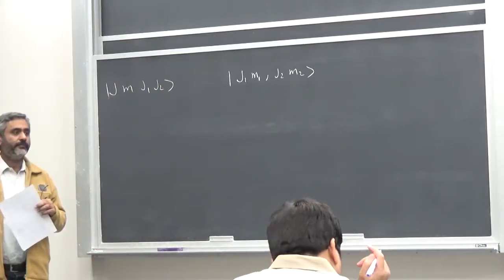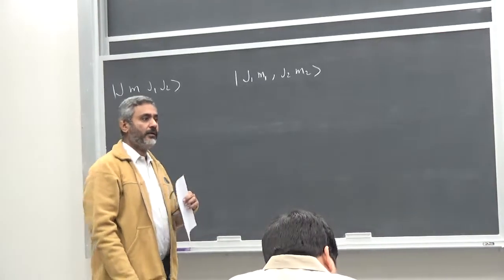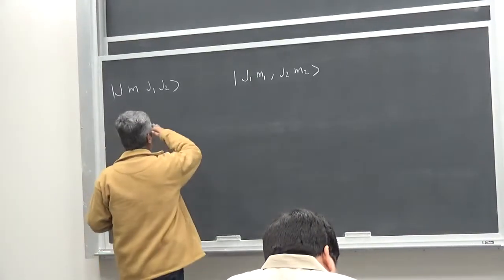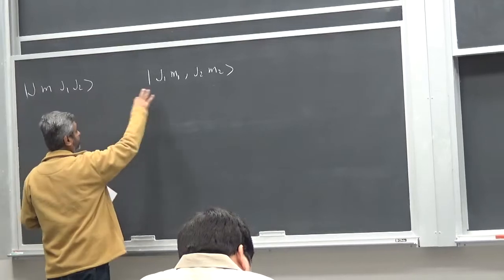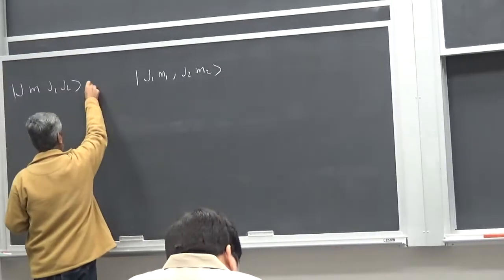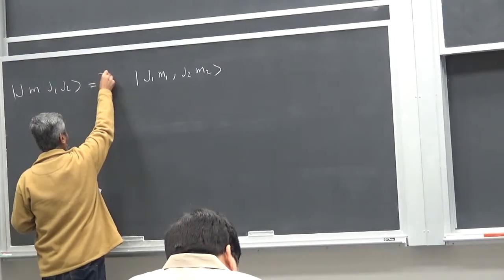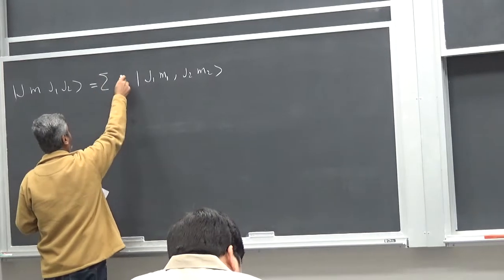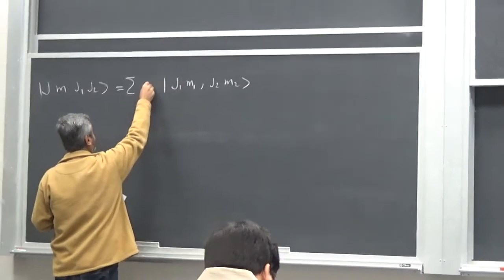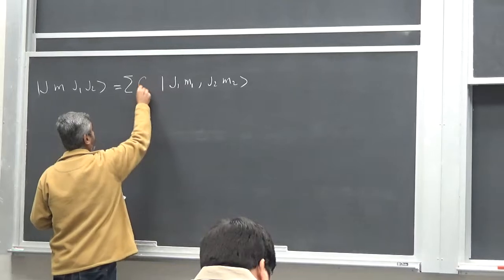Basically, since these are vectors and these are bases, you can write them as some linear combination of these things, right? Let's say, what do you want to call it? Let's say C.